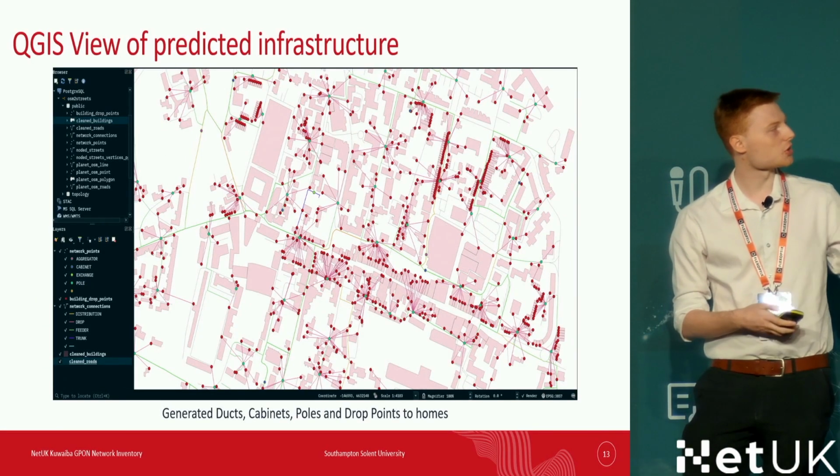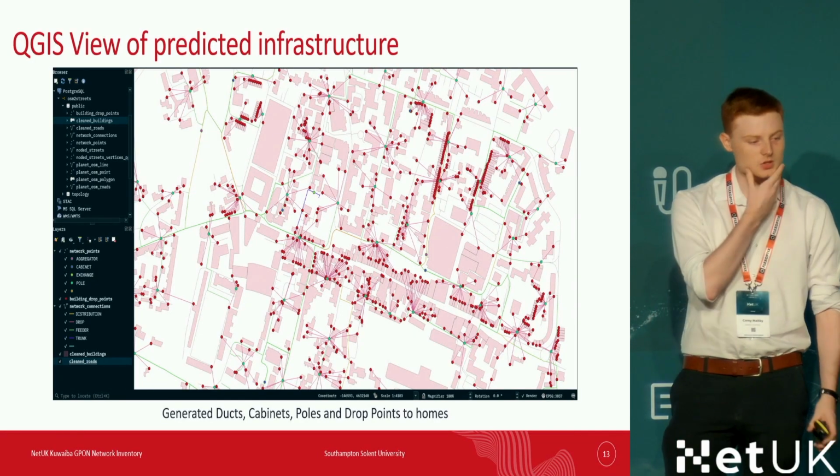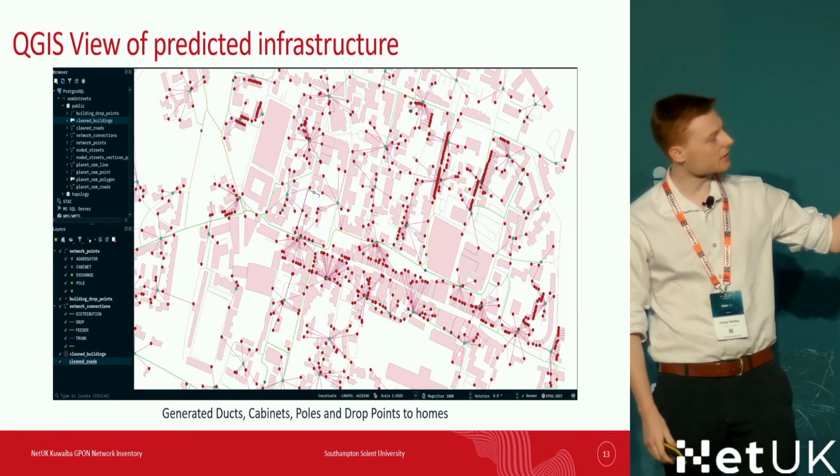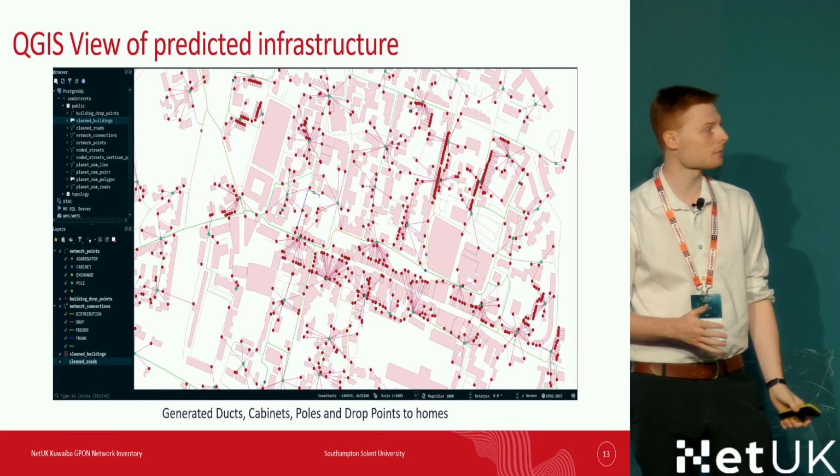As you can see here, we got a photo of the network itself predicted using QGIS here. So each building has its own drop point, and then they're connecting to the artifact. Any underground cables follow the road directly.